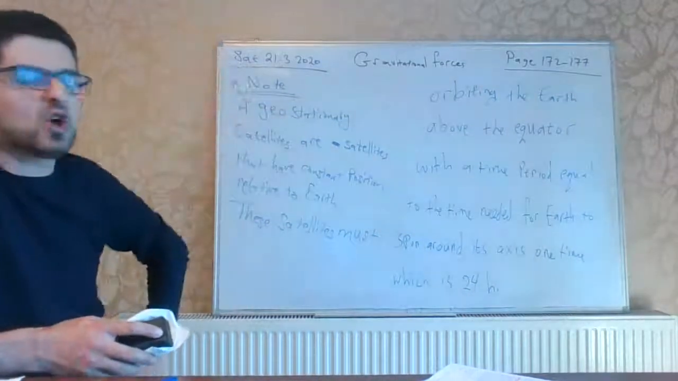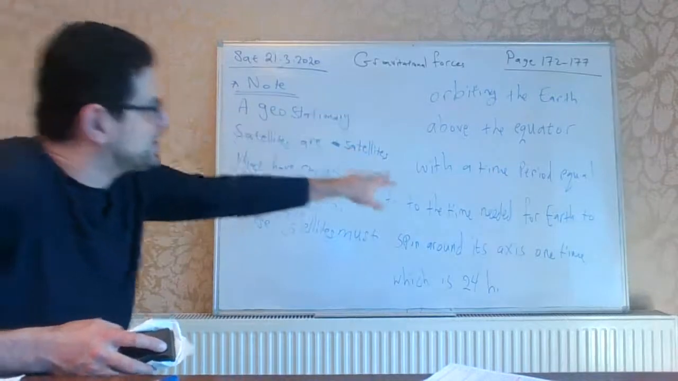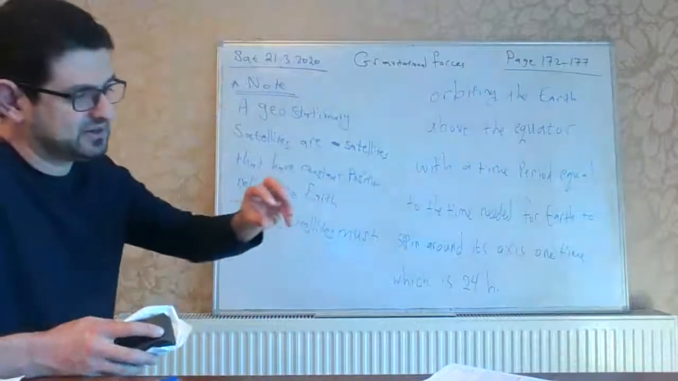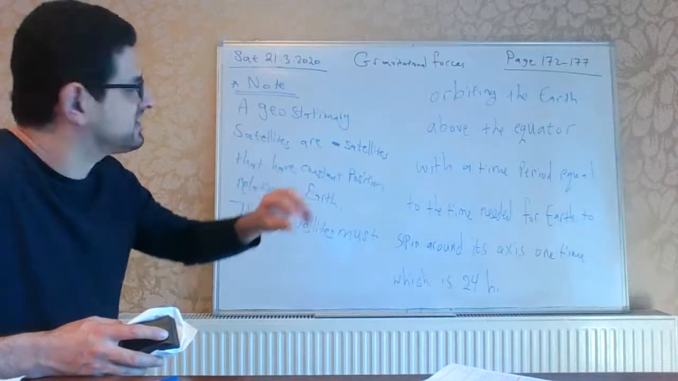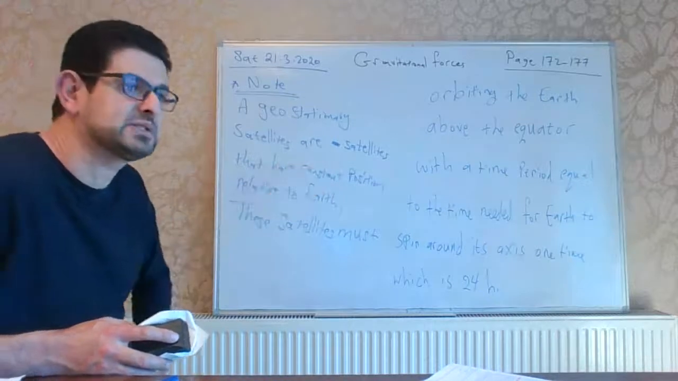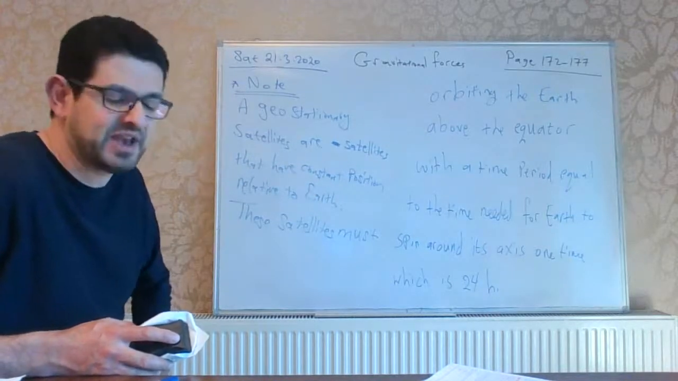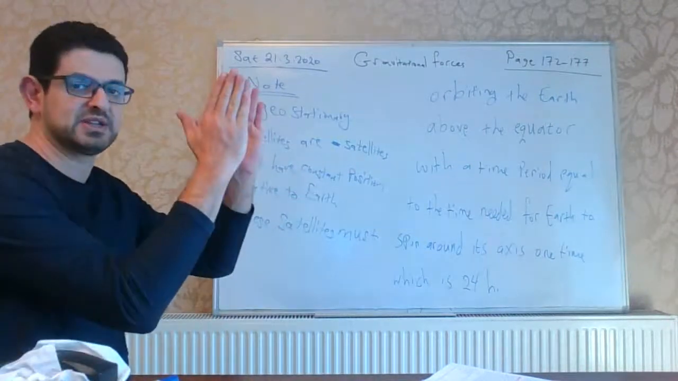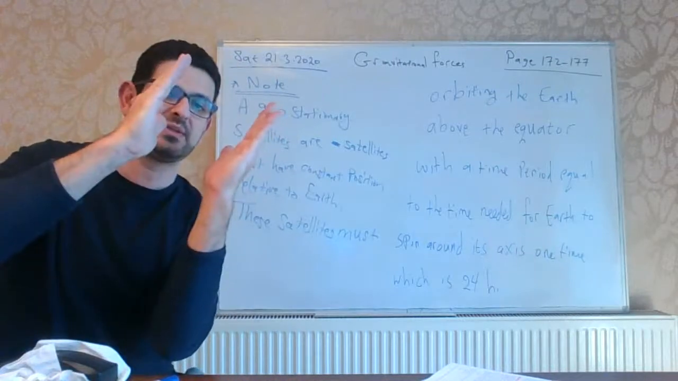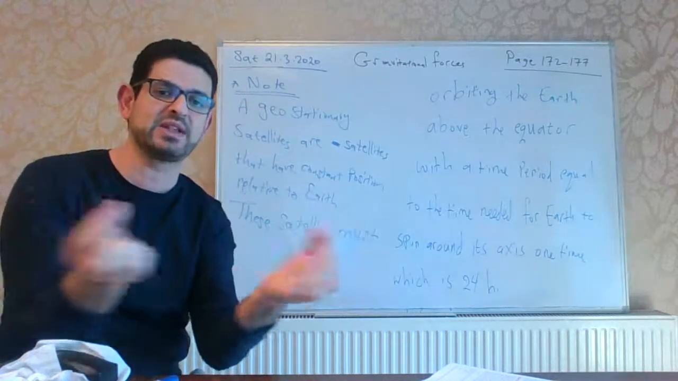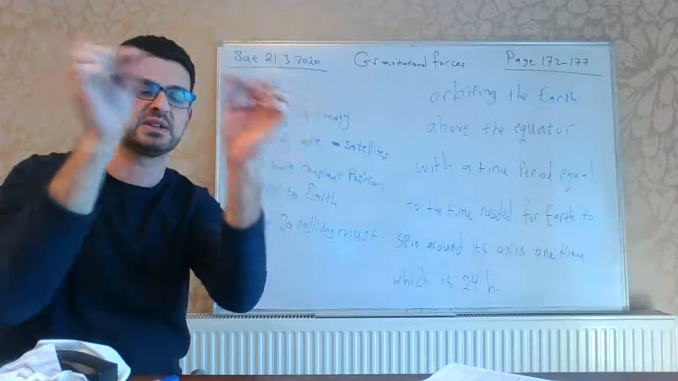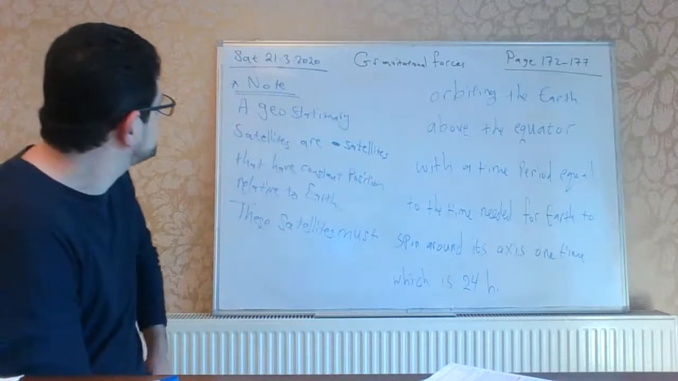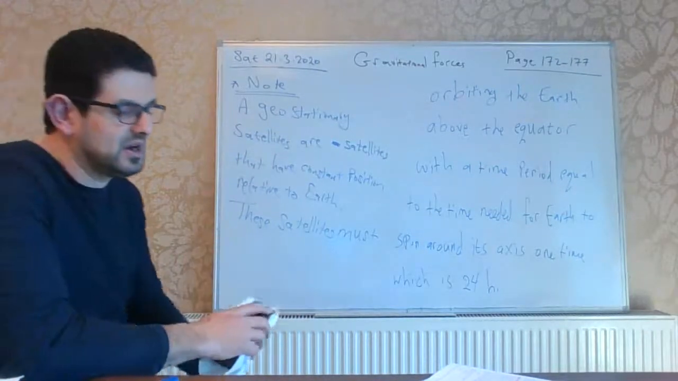So these satellites are called geostationary. They have to be orbiting the Earth above the equator because the distance between the Earth and the satellite will keep constant when it is above the equator. But if it's above anywhere else, the distance keeps changing because the Earth is not vertical, it's inclined a little bit. So all geostationary satellites have to be above the equator.